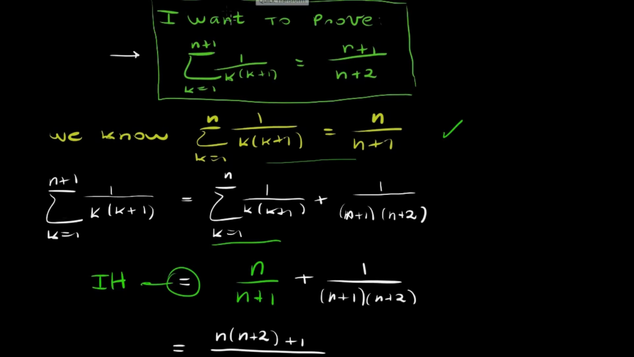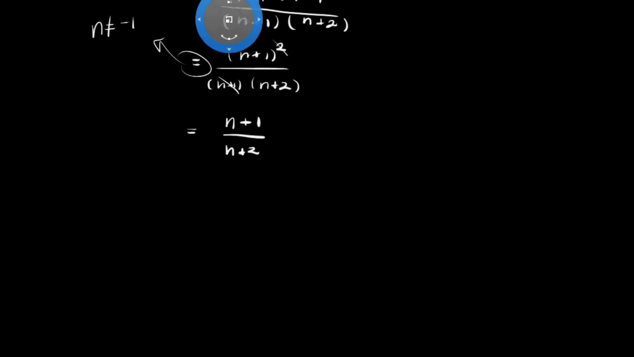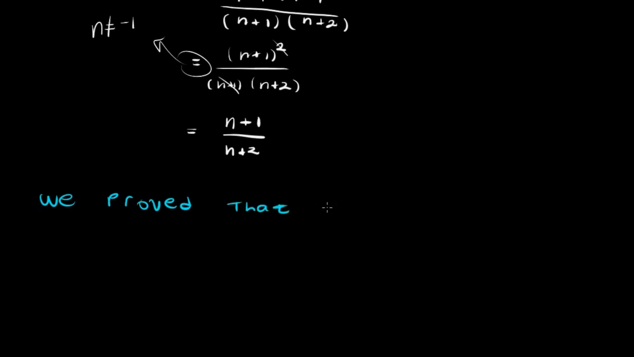So we have proven in general. We have to write a conclusion. So we proved that the sum from k equals 1 to n of 1 divided by k times k plus 1 equals n divided by n plus 1.